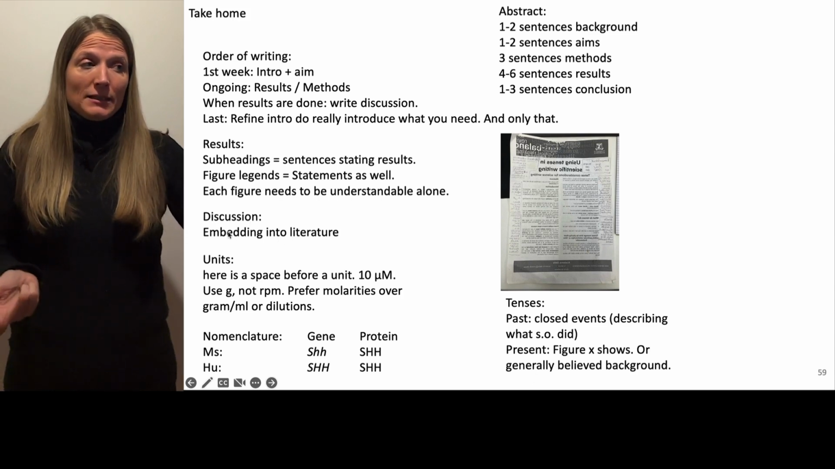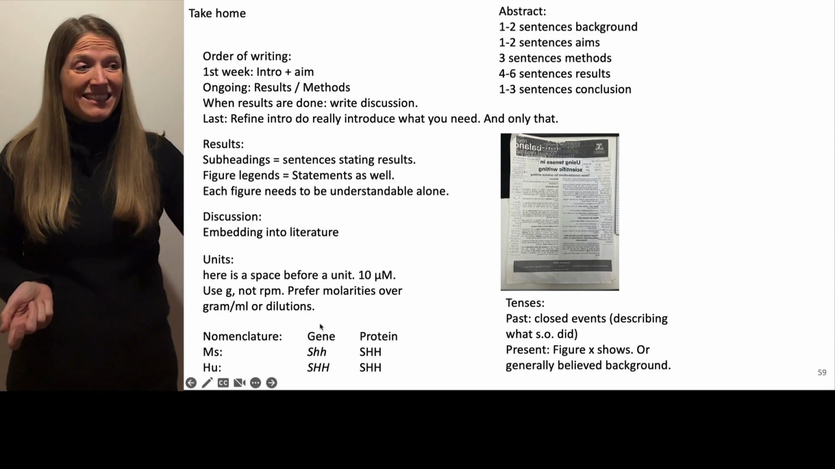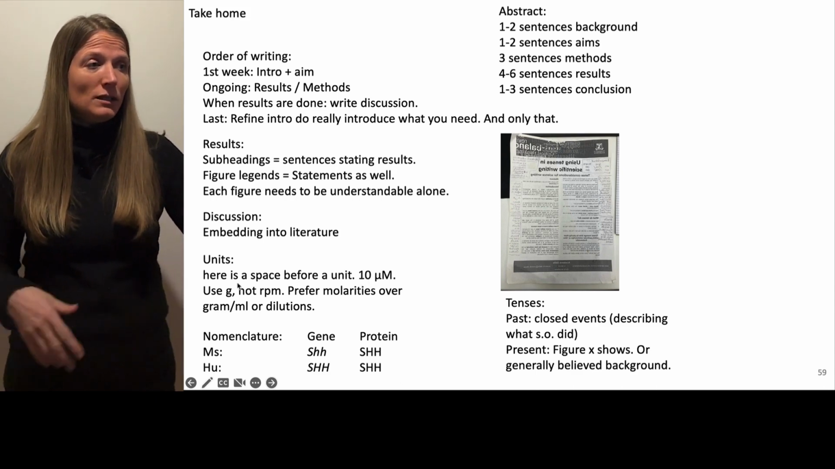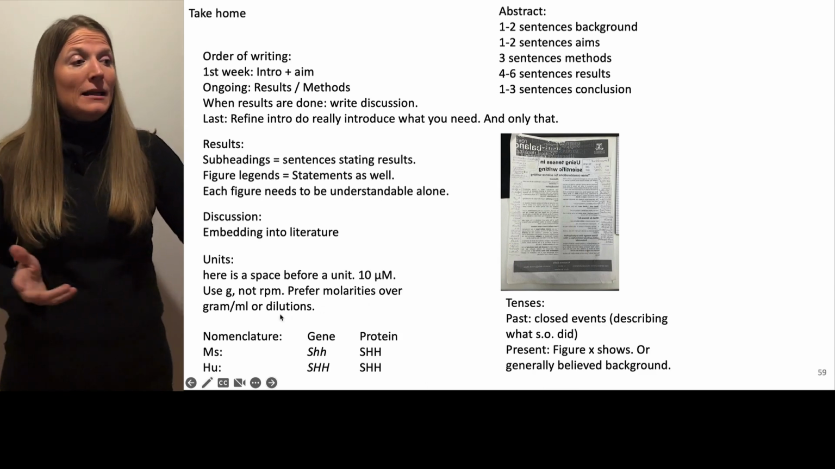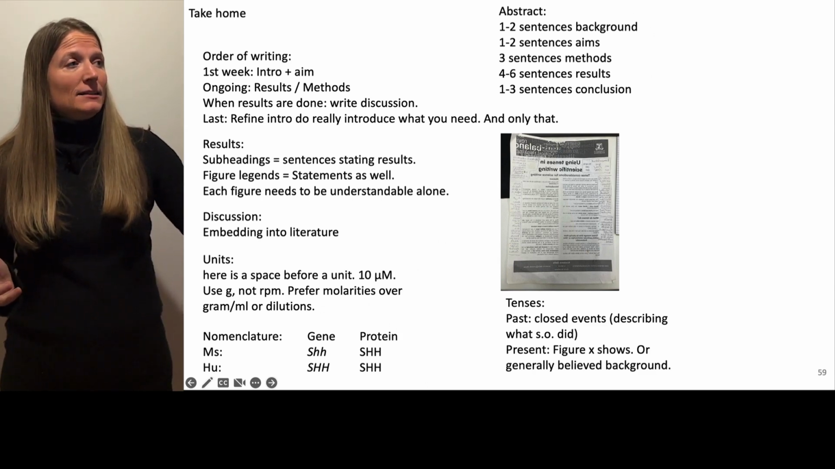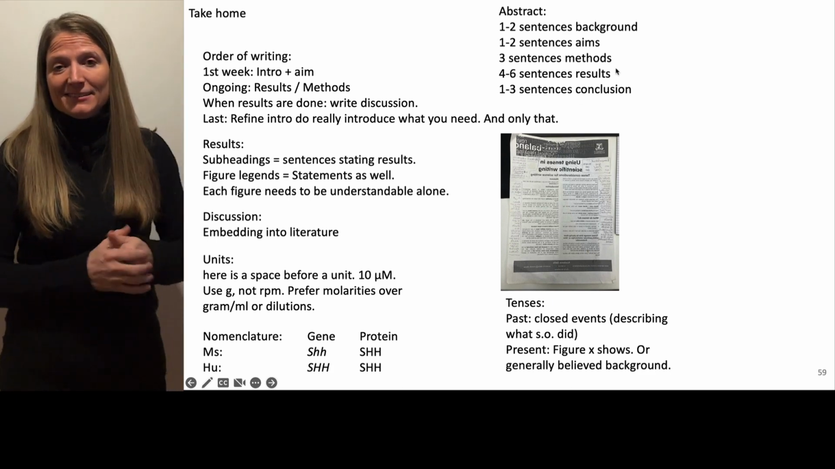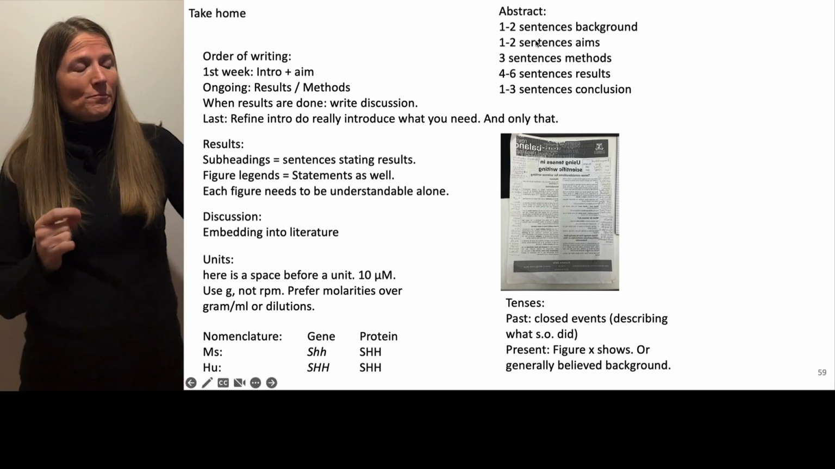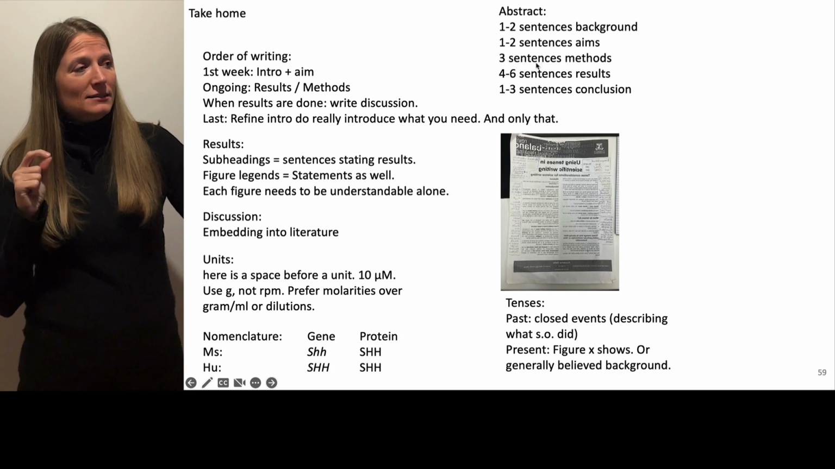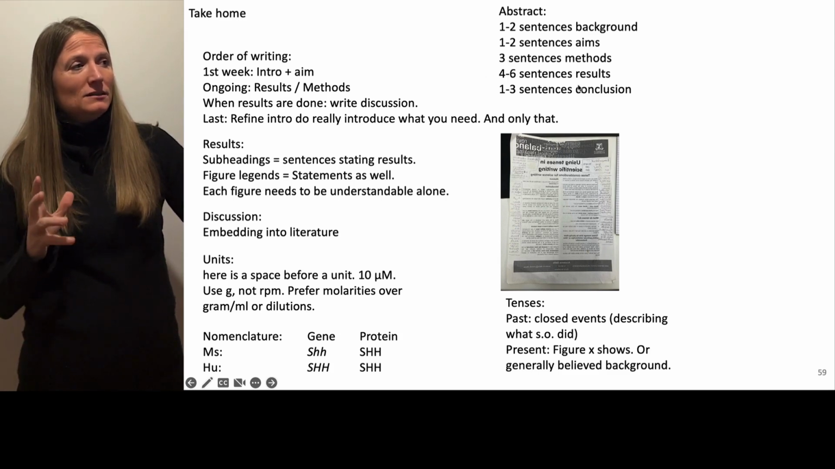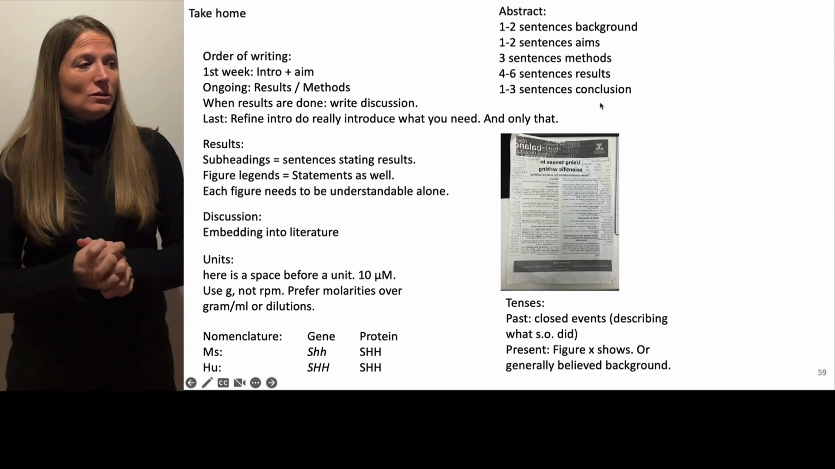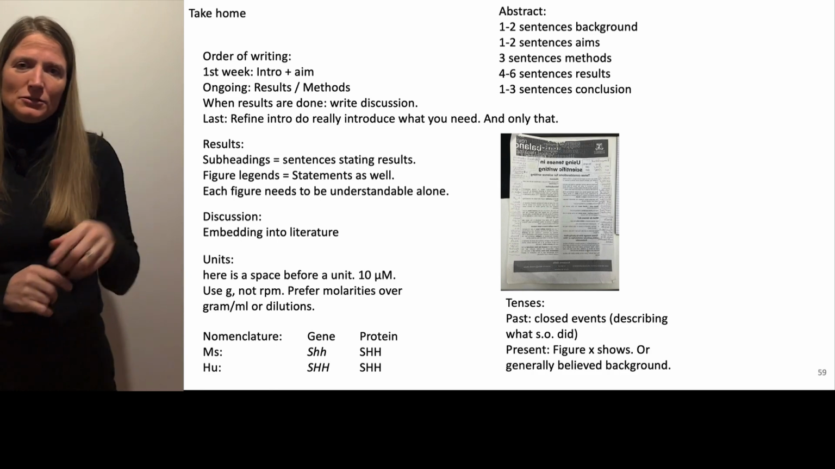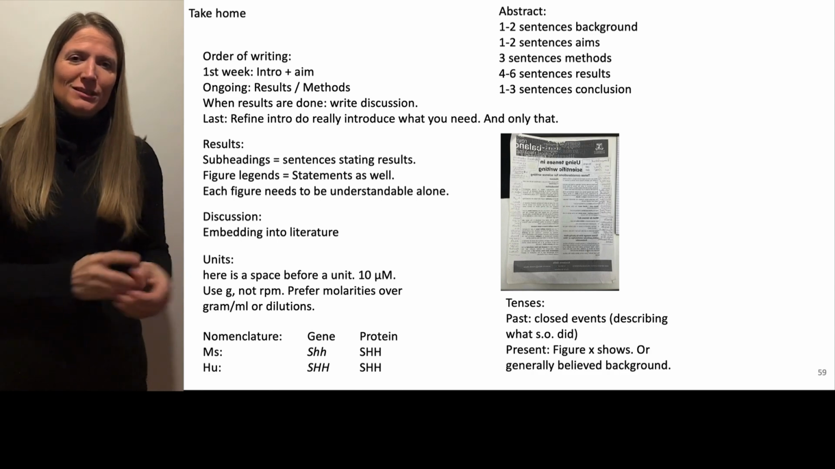The discussion is an embedding into literature, something again about units. There's a space before a unit. It's, for example, 10 space micromolar, use G, not RPM, etc. Nomenclature. Then this is my version of these sentences rules for the abstract. Just some sentences background. The main aim needs to be in here. Sentences for the methods, sentences for the results, and some conclusion. The tenses are best to once read in this example from the university.